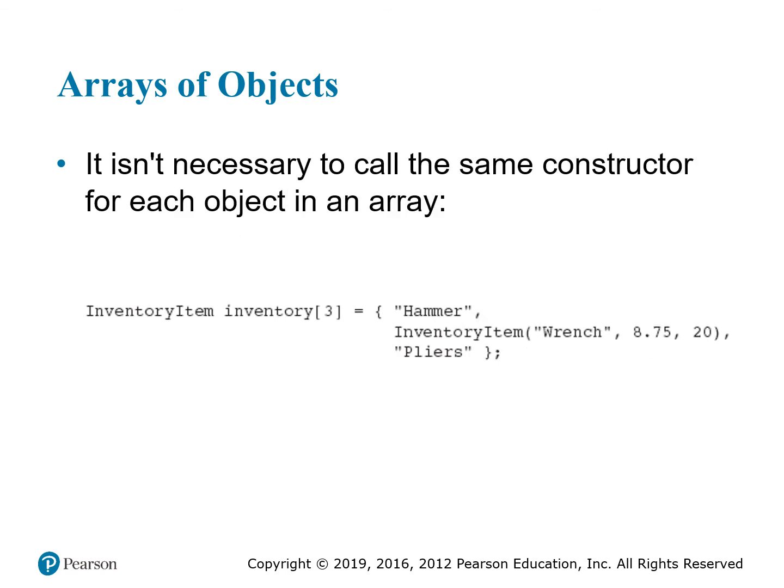And you can mix different constructor calls. Hammer can be called without a price and a number, but wrench can be called with a price and a number.